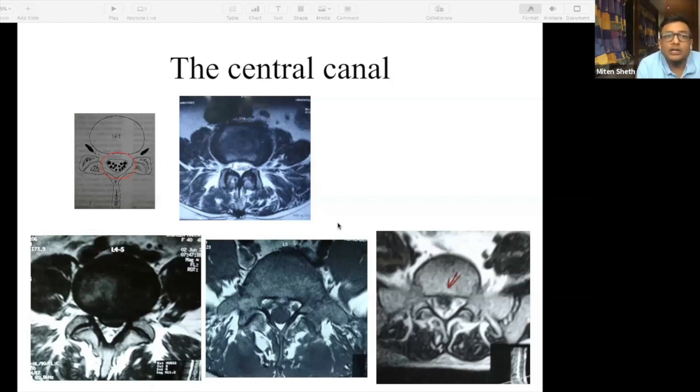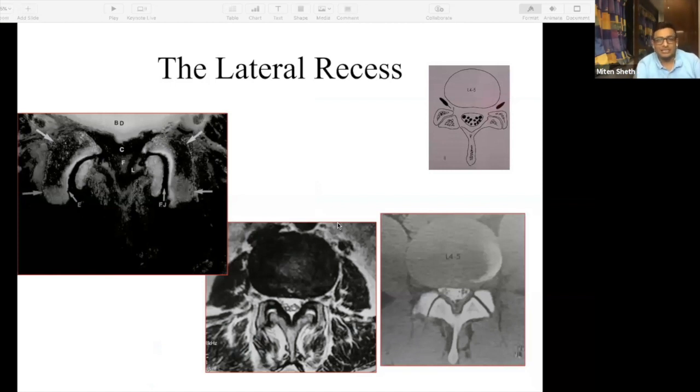Then you proceed to something called the lateral recess. The lateral recess is that place from where your central canal ends till where it goes out, which means the area of the foramen. On a model, this part that is there is basically what is called the lateral recess. So the lateral recess is here that you see.